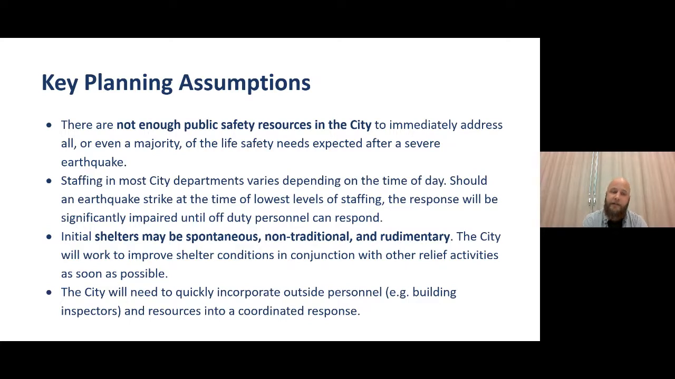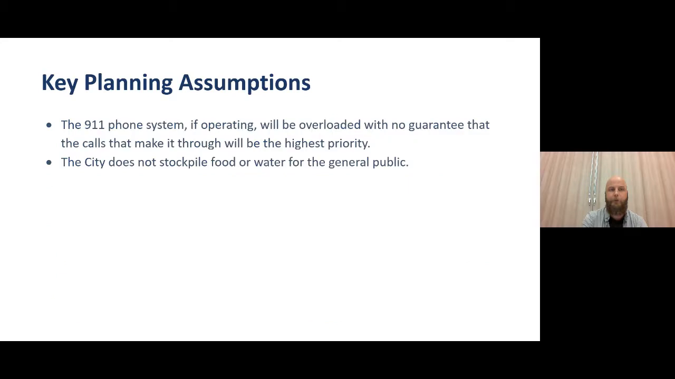Other things, the city is going to quickly need to incorporate outside personnel. And like I said, that's going to be really difficult in an event that isolates us. But it's something that we're going to need to do eventually because we just don't have those resources internally to deal with the scope. The 911 system, if operating, will be overloaded. So we could have actual infrastructure fail where the system's not working. At the very least, we expect the call volume to be so high that the system will not be able to operate. People will not be able to get through.